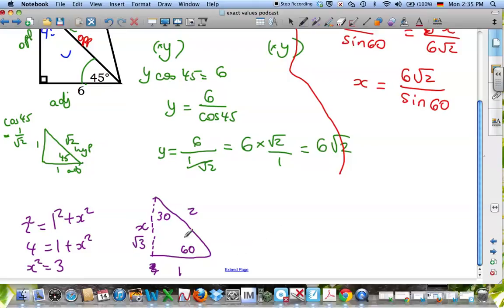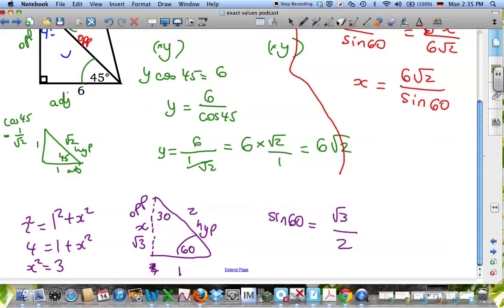Okay, what is it we wanted? Sine 60. So we have to go from that 60 angle. And we know sine from SOH CAH TOA is opposite over hypotenuse. So we need to find the opposite. And so we can say sine 60 is root 3, because that's opposite 60, over the hypotenuse, which is 2.